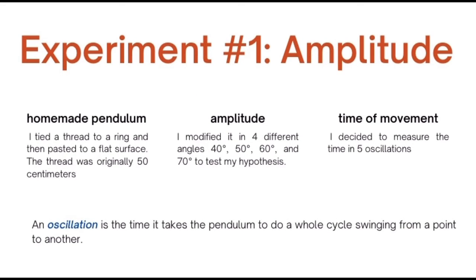That didn't stop me, and I wanted to test 2 experiments. Number 1, the amplitude. I tested a homemade pendulum, which I made by tying a thread of originally 50 centimeters to a ring and then pasting it to a flat surface. Then I modified the amplitude at 4 different angles, 40 degrees, 50 degrees, 60 degrees, and 70 degrees, to test my original hypothesis. And then the time of a movement. I decided to measure the time in 5 oscillations. An oscillation is the time it takes the pendulum to do a whole cycle, swinging from one point to another.